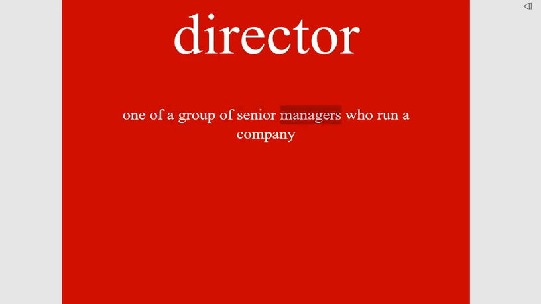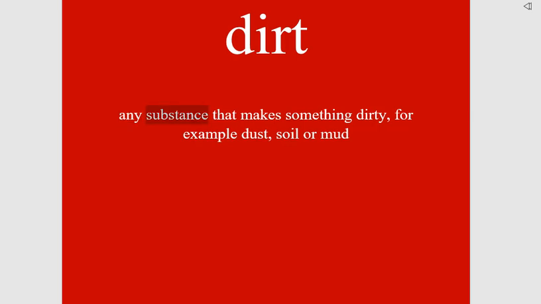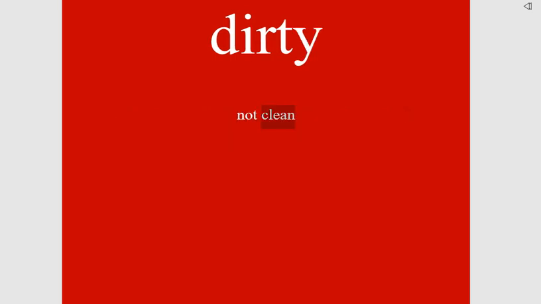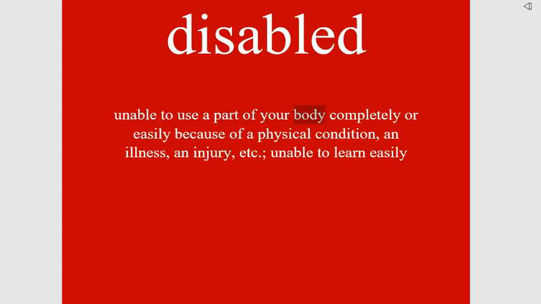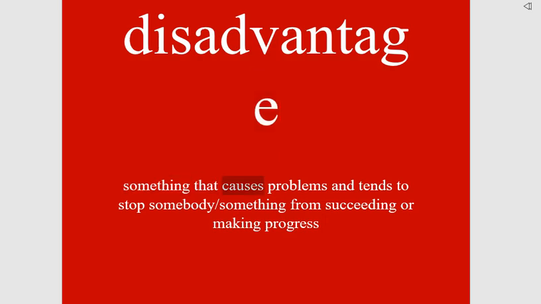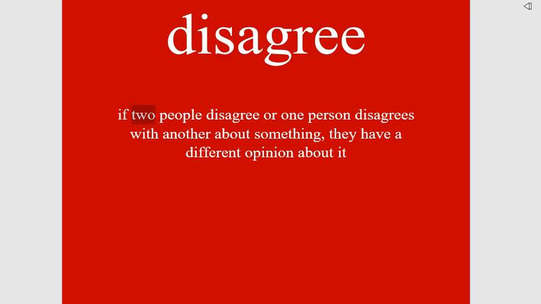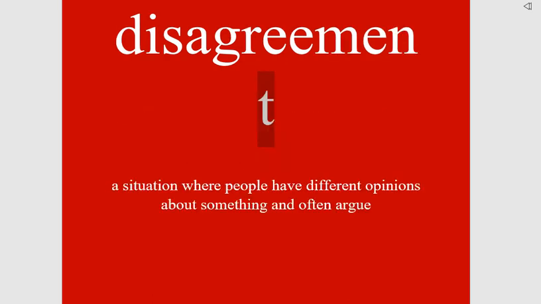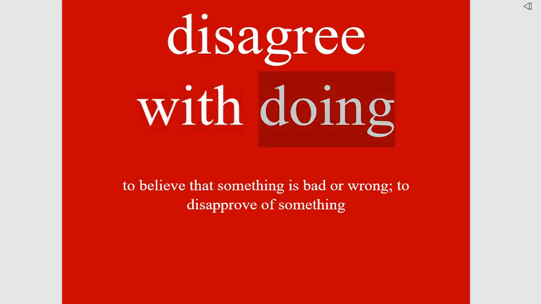Director. One of a group of senior managers who run a company. Dirt. Any substance that makes something dirty, for example dust, soil, or mud. Dirty. Not clean. Disabled. Unable to use a part of your body completely or easily because of a physical condition, an illness, an injury, etc., unable to learn easily. Disadvantage. Something that causes problems and tends to stop somebody/something from succeeding or making progress. Disagree. If two people disagree or one person disagrees with another about something, they have a different opinion about it. Disagreement. A situation where people have different opinions about something and often argue. Disagree with doing. To believe that something is bad or wrong, to disapprove of something.